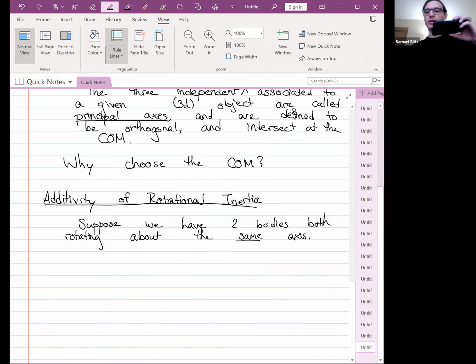So maybe the example would be something like a pen and a phone. Maybe they're on top of each other and they're both rotating this way, right? They're both rotating about that perpendicular axis. In principle, we could just treat those 2 separate objects as a single system. So then what is the moment of inertia, the rotational inertia of that combined system? Because we know how to find the mass of the combined system, you just add them up. So to find the rotational inertia of the combined system is fairly easy as well. In fact, it's obvious.